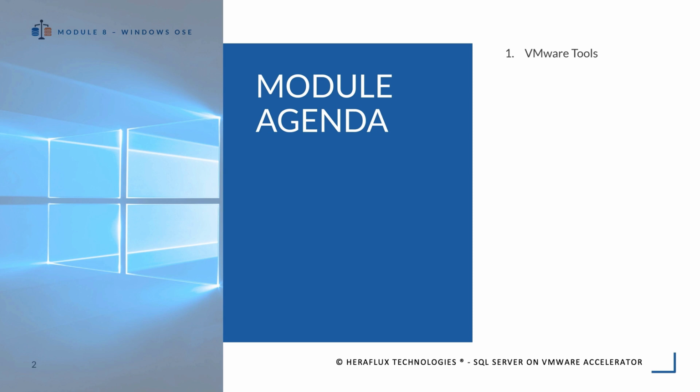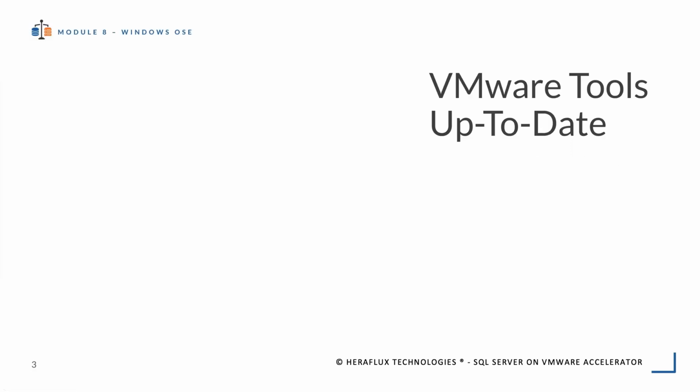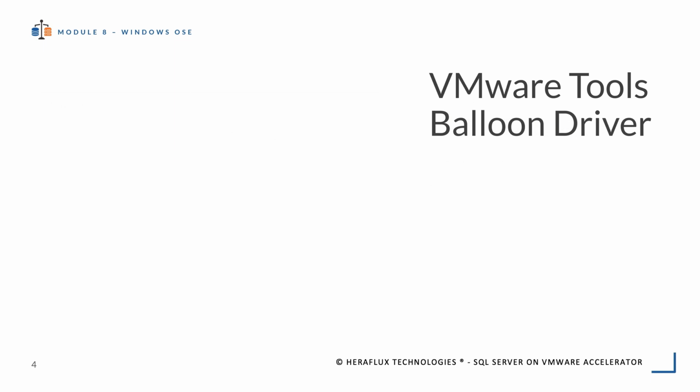We're going to start with covering the VMware Tools package, then hit the power profile, storage practices, network adapters, Active Directory time sync, and then antivirus exclusions. I mentioned it in the last module, but please work with your virtual machine administrators to make sure that your VMware Tools packages are up to date and updated every time they do host level updates. It's very important that they stay up to date because it introduces bug fixes and potentially new features into the operating system.